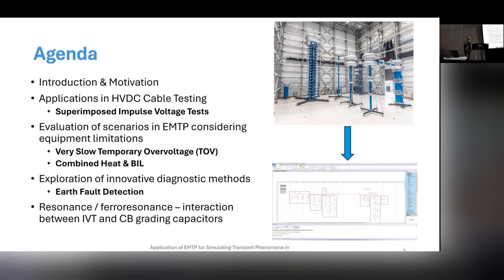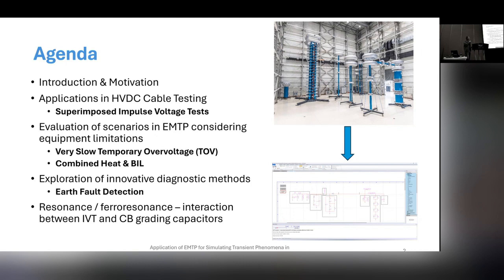We did some testing in the laboratory and also compared measurement results with EMTP simulation. EMTP was used, of course, to see what are the limits of the equipment which is available in the laboratory and whether the test will be carried out, okay, let's say. The second one is related to very slow temporary overvoltage, also one of the tests which is prescribed for HVDC cables. And this can happen if we have a fault on an HVDC, let's say, line, and then with this wave shape you can test the insulation capability of the HVDC cable.